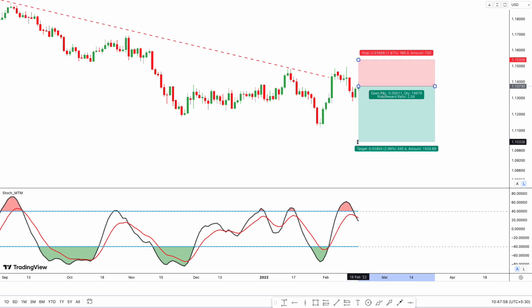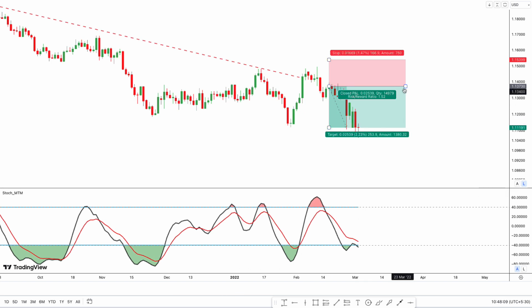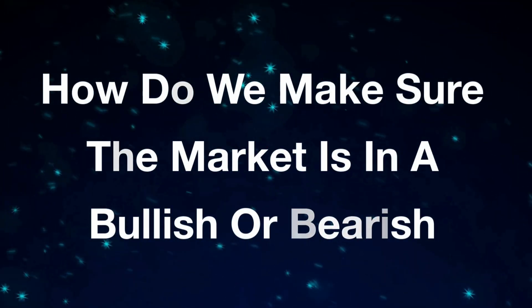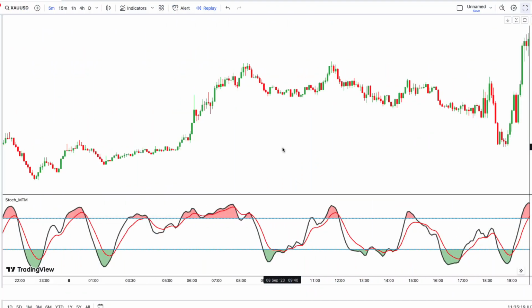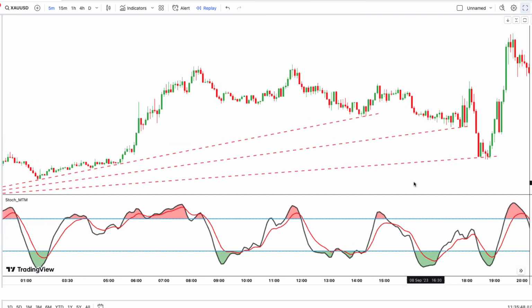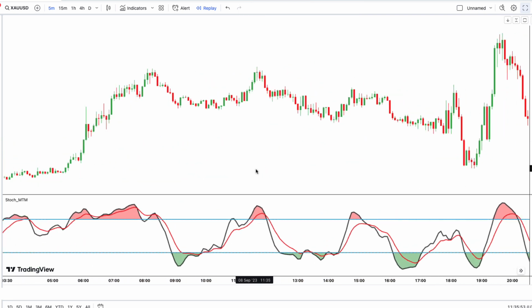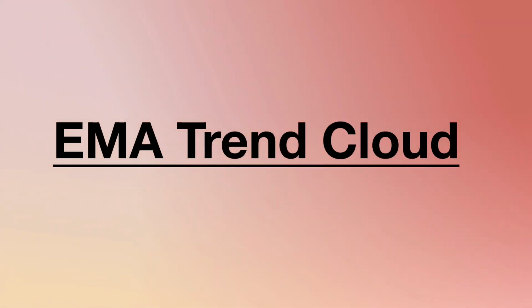Now, looking at these two trade examples, you will notice that they were both taken following the direction of the overall trend. How do you make sure that the market is in a bullish trend or in a bearish trend? Well, for starters, you could draw a trend line. You can like this, or like this, or like this. Now, as you can see, drawing trend lines can be super subjective. To avoid such subjectivity, you could go with an indicator called EMA trend cloud.